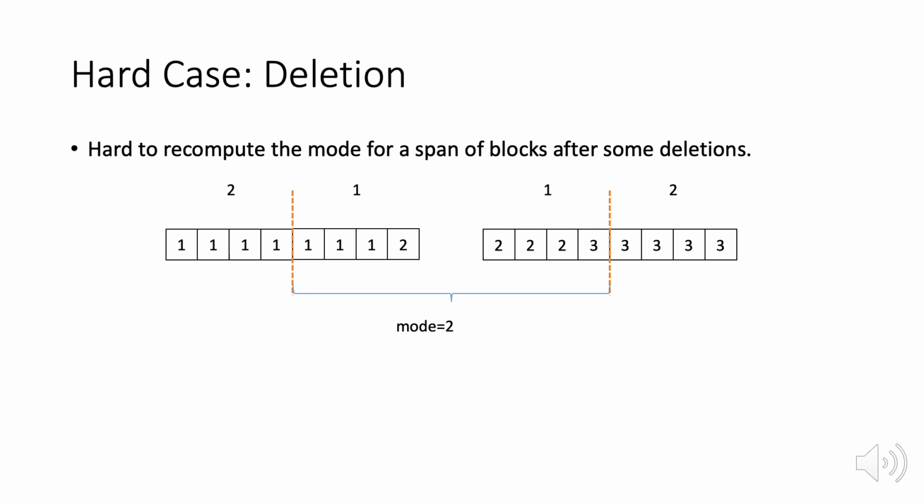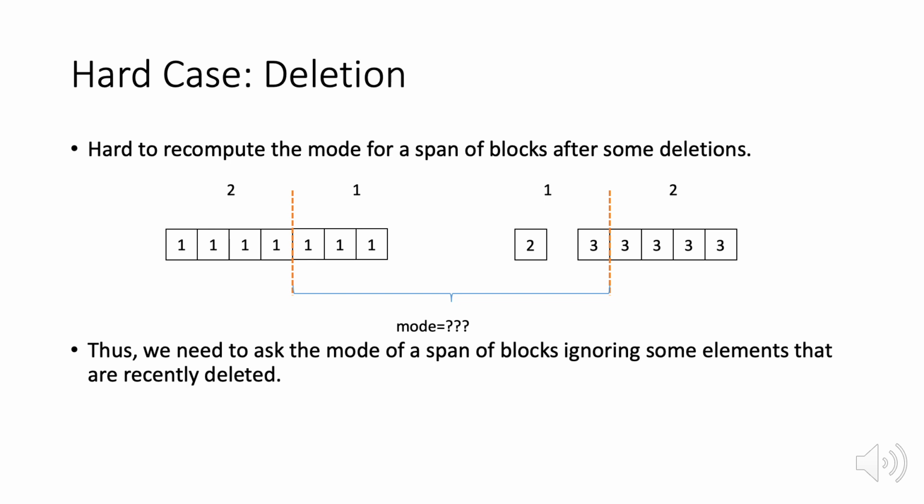Because it is hard to recompute the mode of a span of blocks after some deletions. For instance, here we precomputed the mode for this span. But if we delete several elements from this span, we are no longer sure what the mode should be. Therefore, we need to ask the mode of a span of blocks, ignoring some elements that are recently deleted.